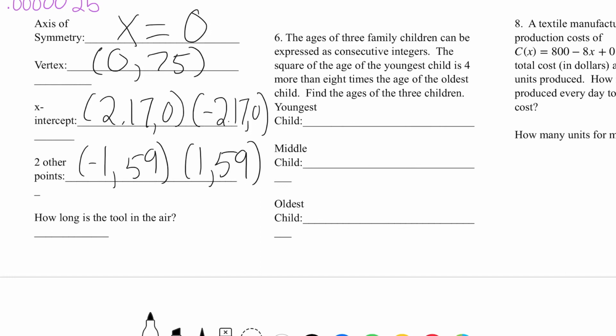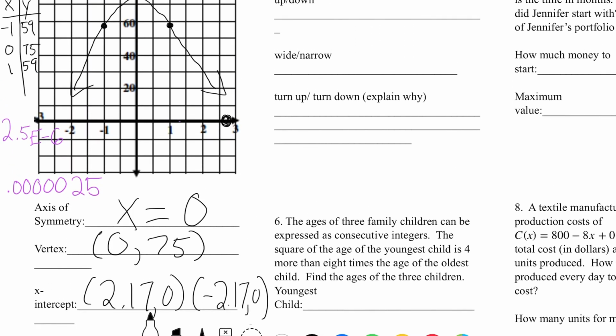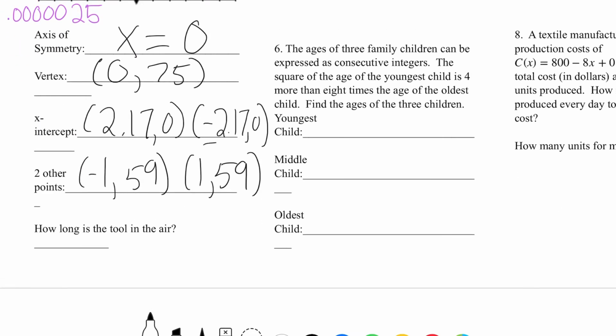How long is the tool in the air? So we want to know how long it takes to hit the ground over here. And we found that when we found our x-intercepts, not dealing with our negative x values because our x values are our time, so we're only worried about our positive x values. So it took 2.17 seconds.